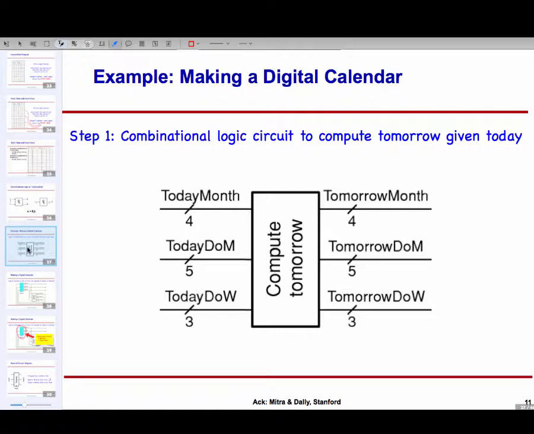In our case, we are representing the date as a month, day of the month, and day of the week. So 4 bits for the month, 5 bits for the day within the month, and 3 bits for the day of the week. Then I have to calculate this logic, which gives me tomorrow's date. So how would this thing work? What would be the strategy that you would use for computing tomorrow?